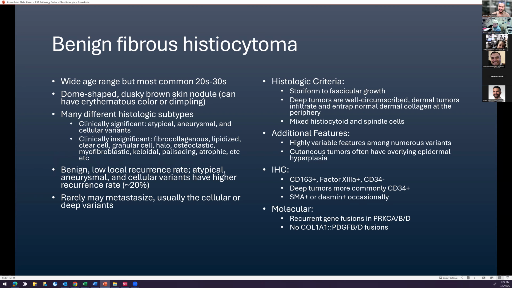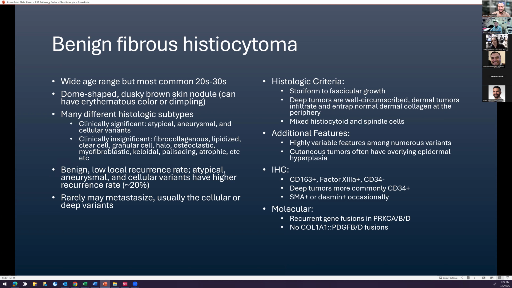All right, so BFH or fibrous histiocytomas, they have a pretty wide age range. It can really occur in a lot of different patients, most commonly starting around their 20s and 30s. It generally has a dome-shaped appearance, a dusky brown skin nodule usually when it's a dermal example. Sometimes they can have a more erythematous look or central dimpling as well.